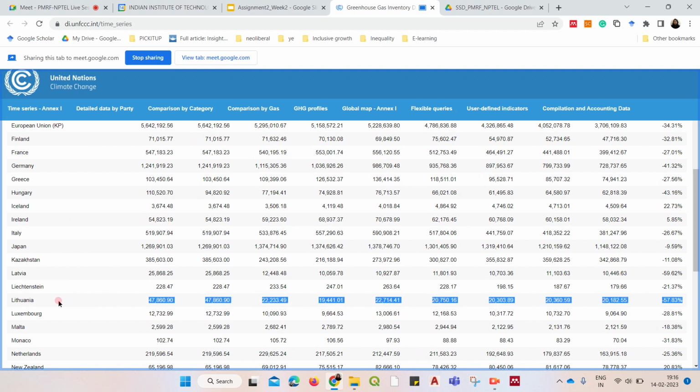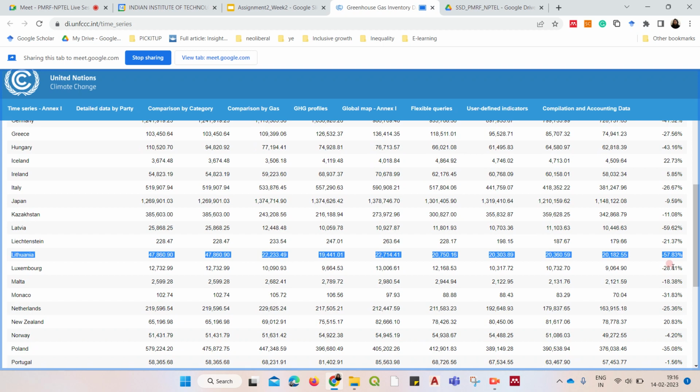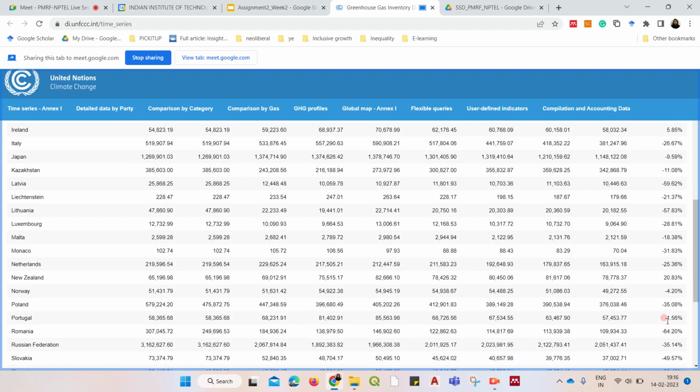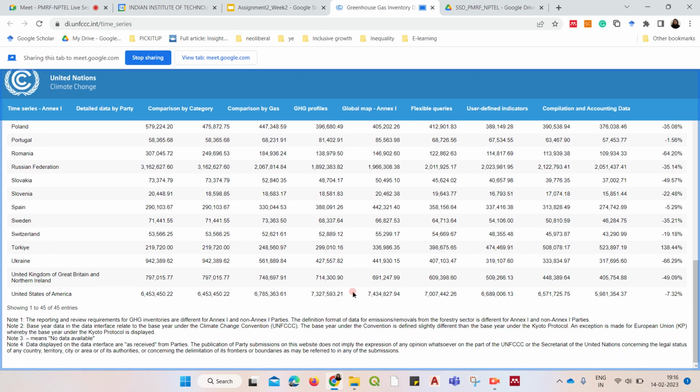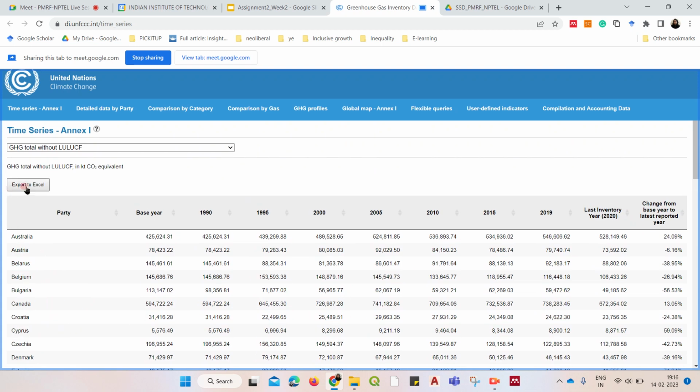Then there are examples like this. So this is Lithuania. Lithuania is negative 57.83%. So it means that they have reduced their emissions almost 60% of their base year. So this you can see. You can even export this data to Excel if you want to do your own calculations or own assessments of things. You can export it to Excel and then do your own calculations if you want.